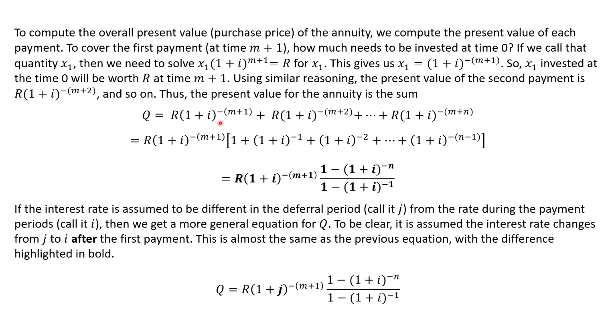We have a slight variation. If the interest rate is assumed to be different in the deferral period, call it J, from the rate during the payment periods, call it I, then we get a more general equation for Q. To be clear, it is assumed the interest rate changes from J to I after the first payment. This is almost the same as the previous equation. What's the difference in both? This is just the interest during the deferral period. So there's a J there, and then the rest of the equation is the same.